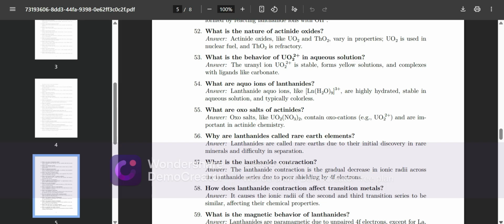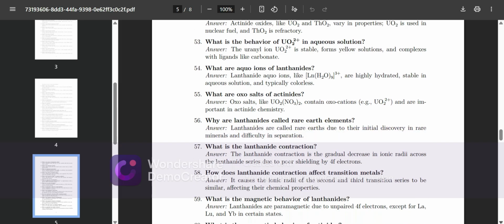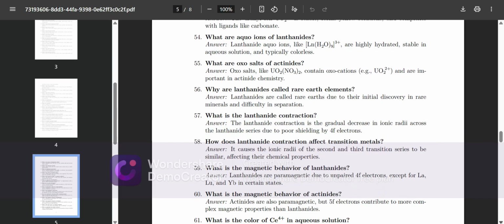What is the behavior of UO2 2+ in aqueous solution? The uranyl ion UO2 2+ is stable, forms yellow solutions and complexes with ligands like carbonate. What are aqua ions of lanthanides? Lanthanide aqua ions like [Ln(H2O)9]3+ are highly hydrated, stable in aqueous solution and typically colorless.